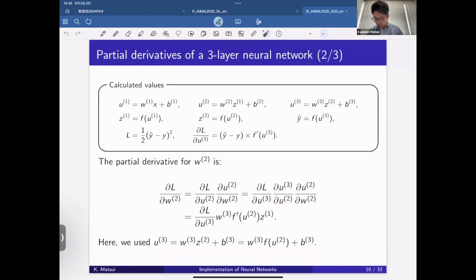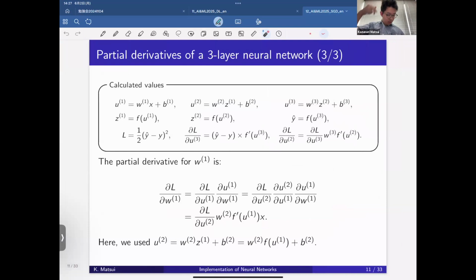On the other hand, U2 is W2 times Z1 plus B2. So the partial derivative of U2 with respect to W2 is Z1. This way, we could calculate the partial derivative with respect to W2.